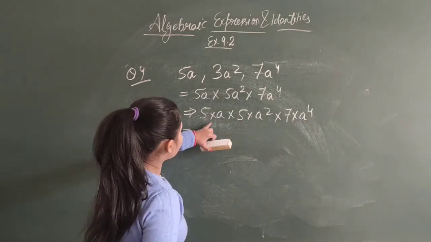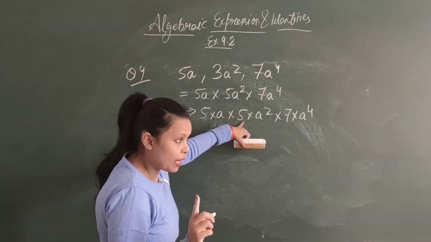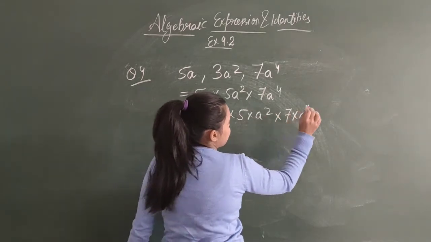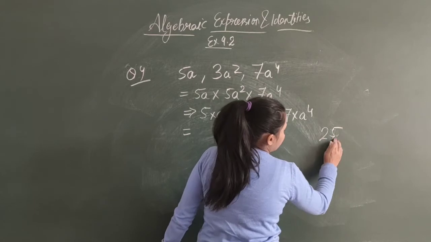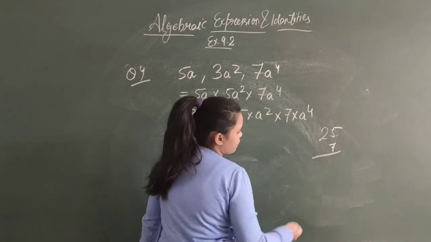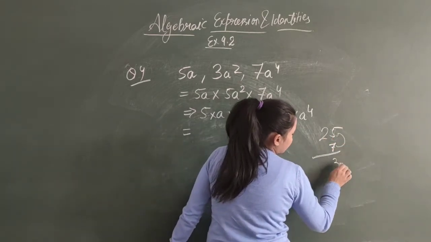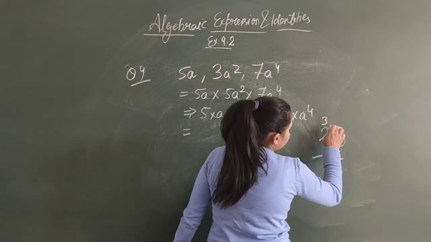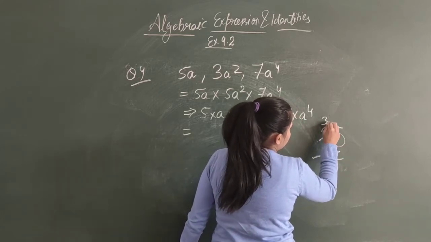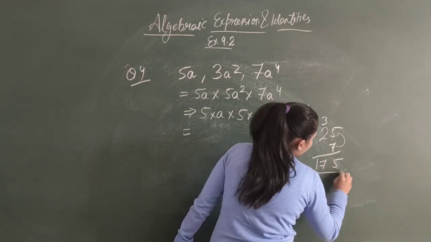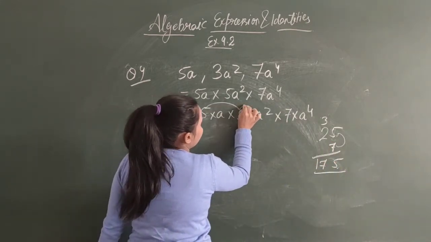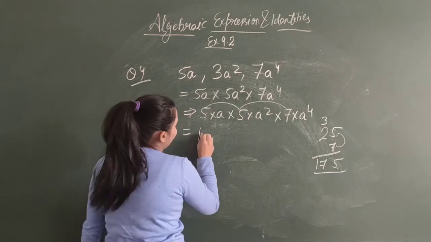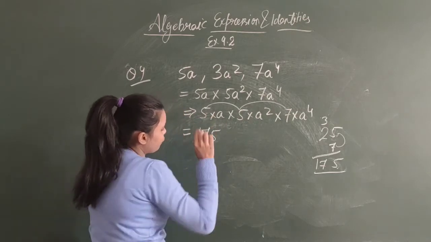Okay, 5 multiply 5, 25, 25 multiply 7. Now you can do it in your rough space. 7 5s are 35, 7 2s are 14, 15, 16, 17. So on multiplication of 5 multiply 5 multiply 7, it will give you 175.